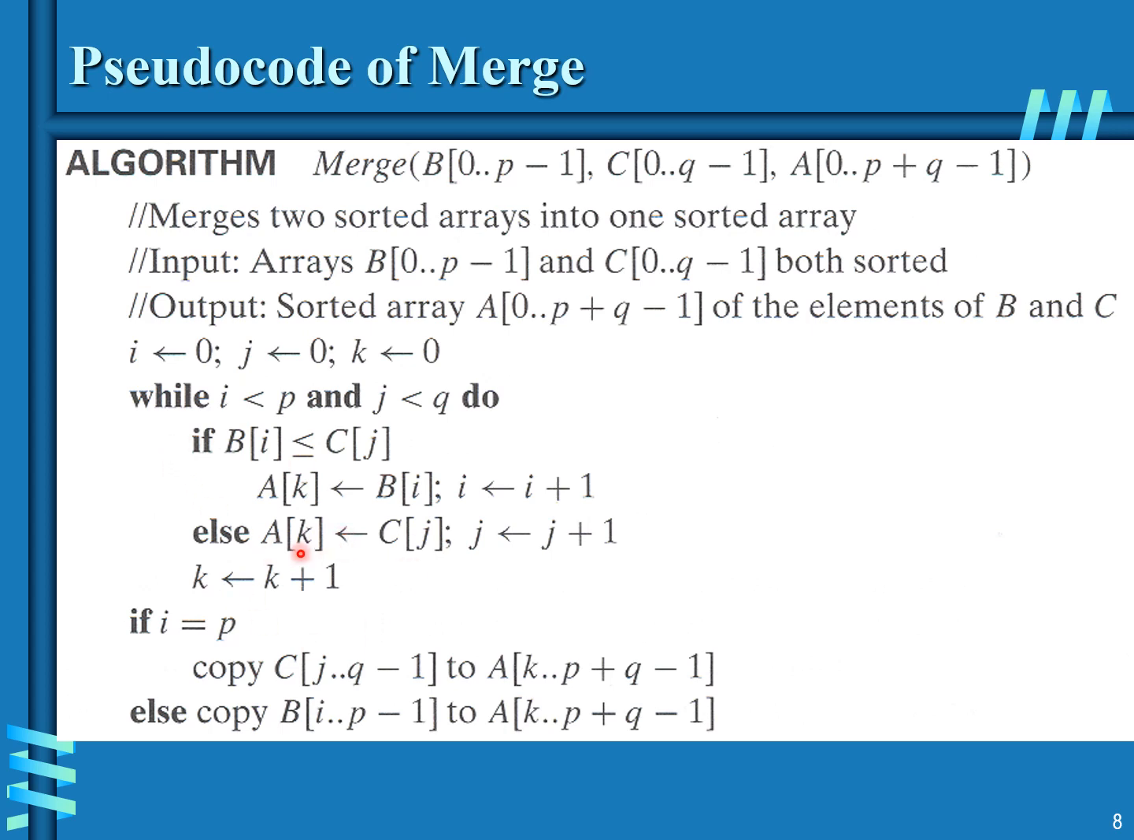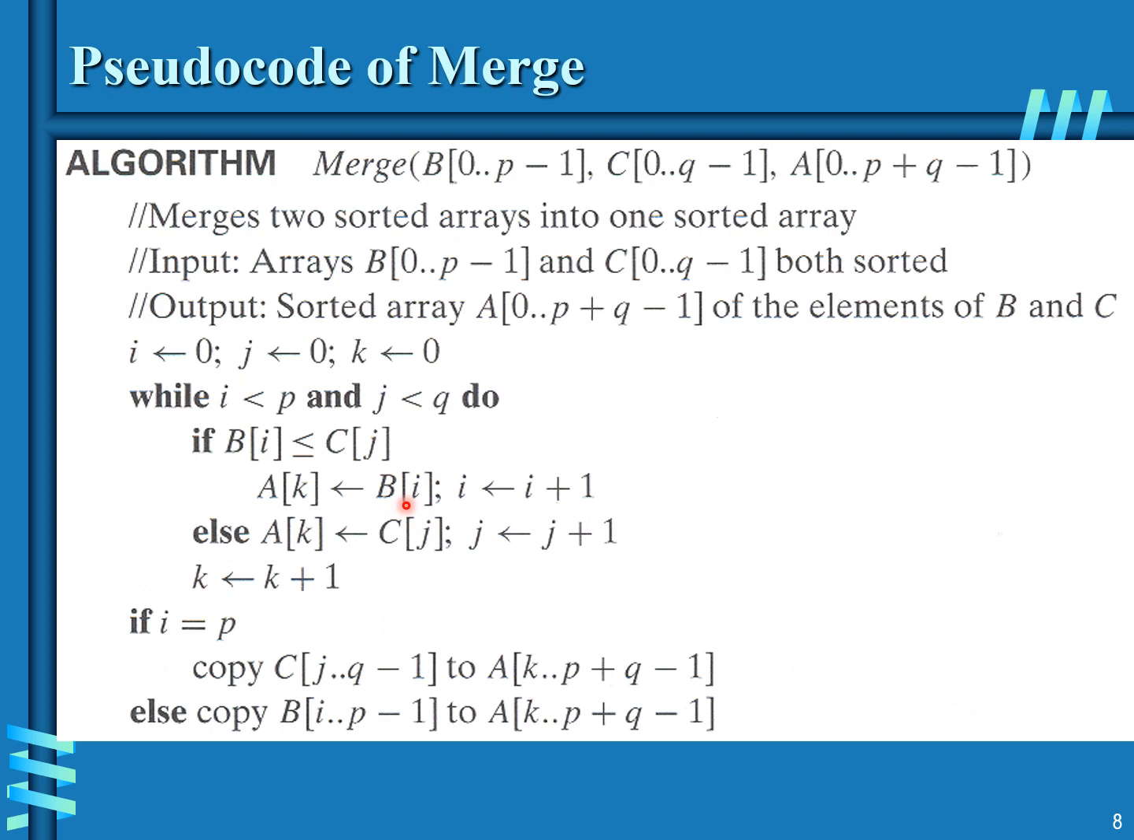So this process has to be repeated until one of the arrays is exhausted. While i is less than p and j is less than q, which means you still have elements in both array B and array C, you compare: if B[i] is less than or equal to C[j]. You compare the element in the B array with the element in the C array. Whichever is smaller, you move that element into the resultant array.